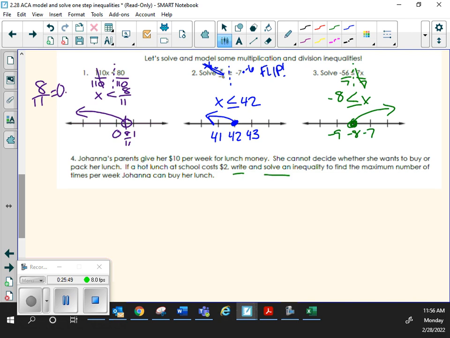Okay, so we're talking about each time she buys a lunch, it costs how many dollars? 2. And since it's each time, what operation is going to be that? Yeah, so we're going to do 2 times however many times she buys her lunch. Y'all good with that? And what are we comparing that to? We're comparing that to $10. Can she spend exactly $10? Yes, she can. Okay, does she need to go over 10 or stay under 10? Under 10. Okay, so we wrote the inequality, now we need to solve it.